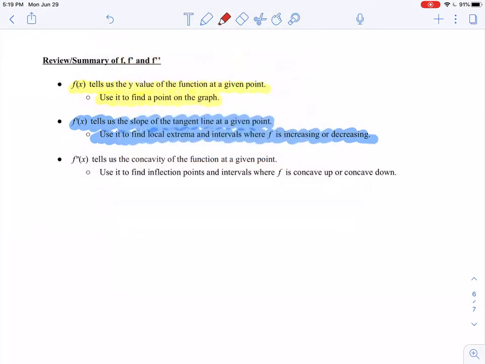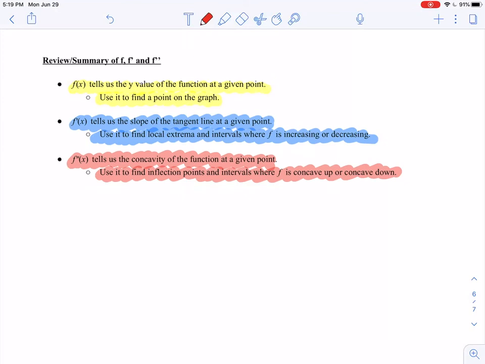And then, of course, to complicate matters further, we have our second derivative. This tells us the concavity of the function at a given point. And right now, we're just going to focus on concave up or concave down. Is it positive or is it negative? Or perhaps 0. We use this second derivative to help us find inflection points, intervals where f is concave up or concave down. So we're not going to use it to find the slope of the tangent line. We're not going to use it to find the y value. That is what these other two were for.